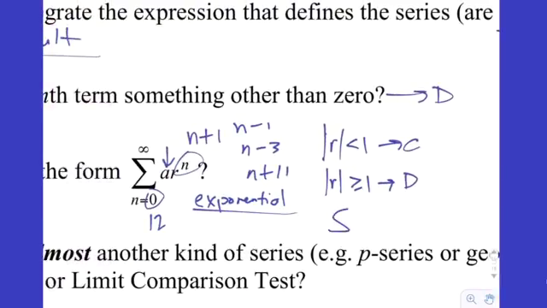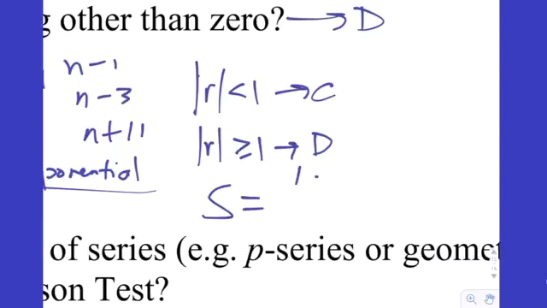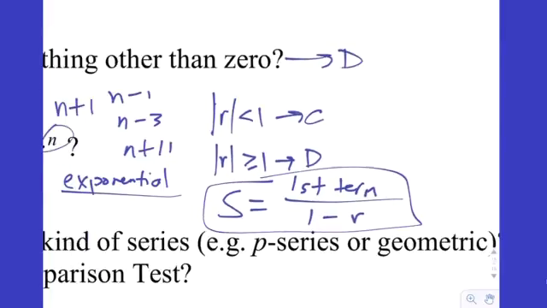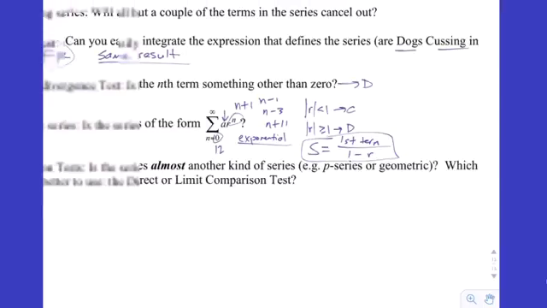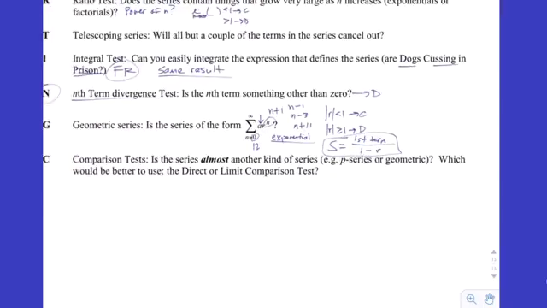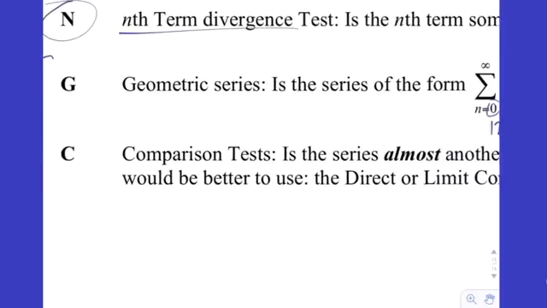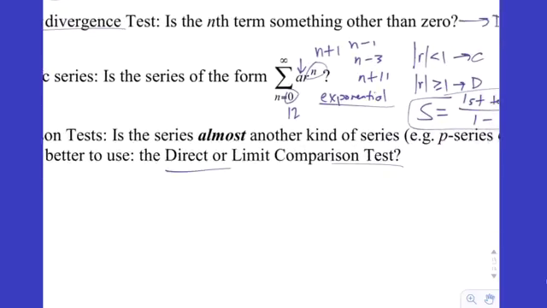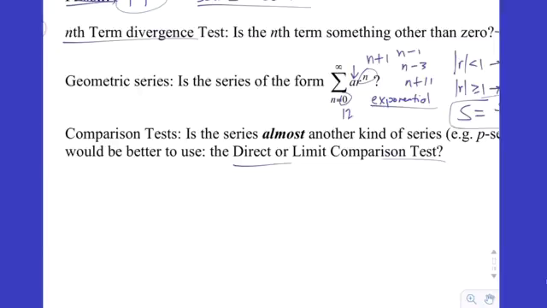And then we have the sum is equal to the first term over 1 minus r. That's the only one that we can really find the sum for besides telescoping. And then, of course, the C is comparison tests. We have direct or limit. Direct would be, is it one off from something?